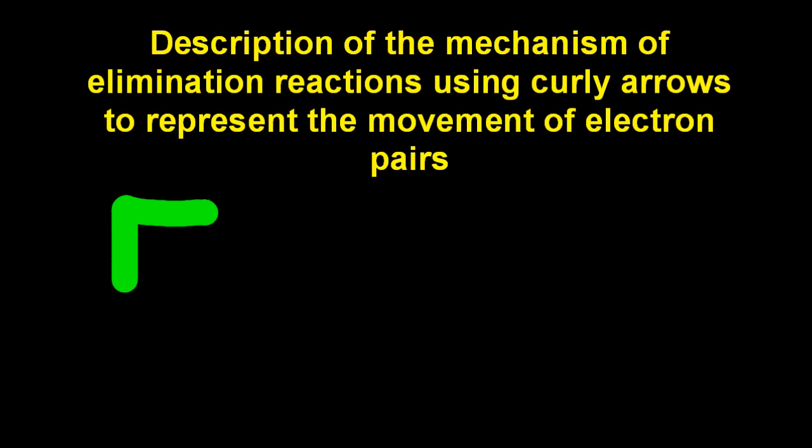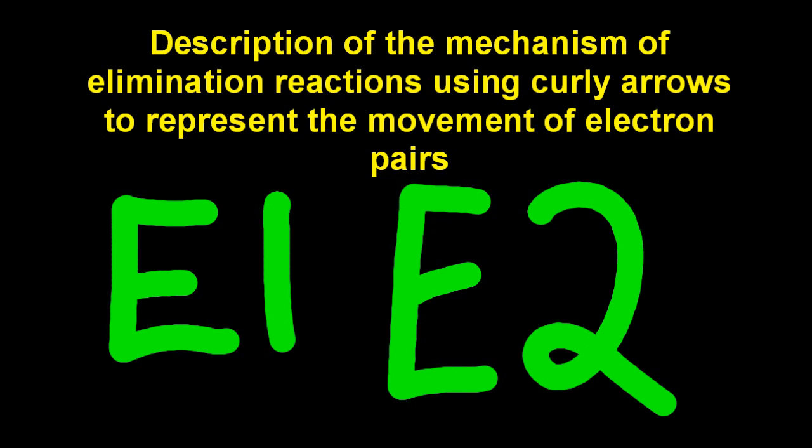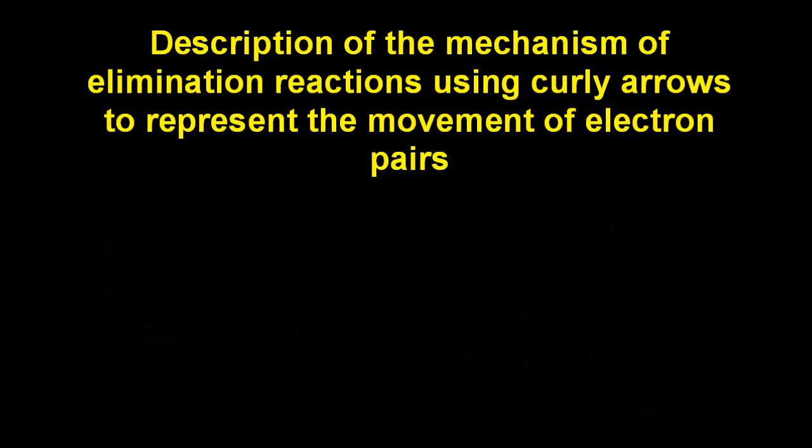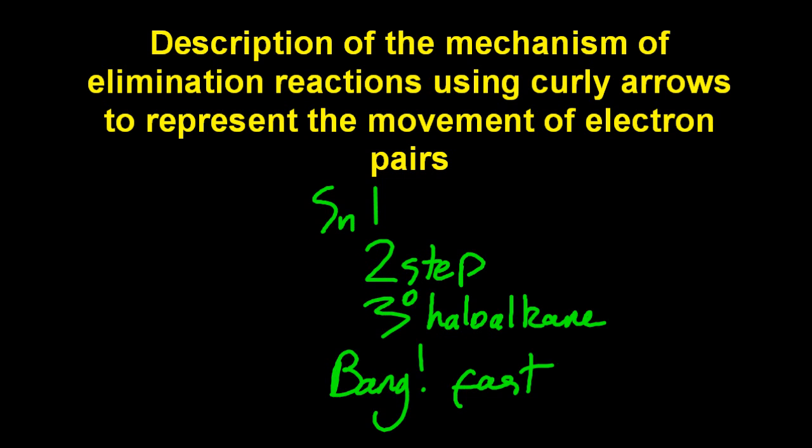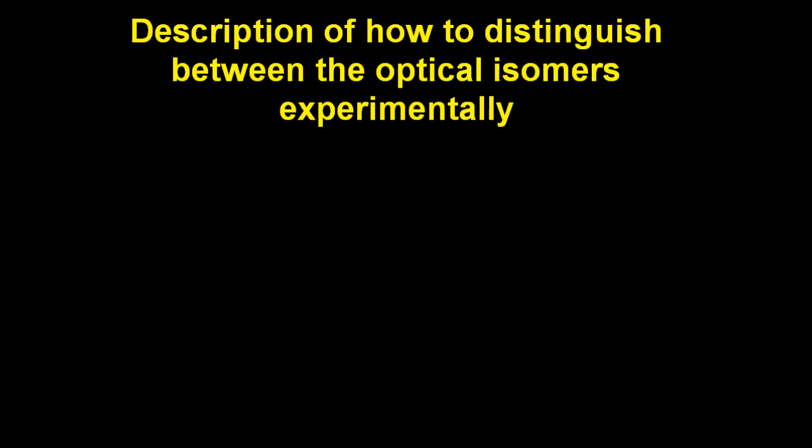Mechanisms of elimination reactions using curly arrows. Well, you know what? The textbooks aren't necessarily clear that you have to know the mechanisms, but apparently you do. In the video that I did, I've given you the mechanisms, but I said I wasn't sure. It's the same as SN1, 2, 3 bang, but instead of aqueous hydroxide, if you have alcoholic hydroxide, so if you have the ethanolic, then it's E1, 2, 3, bang.